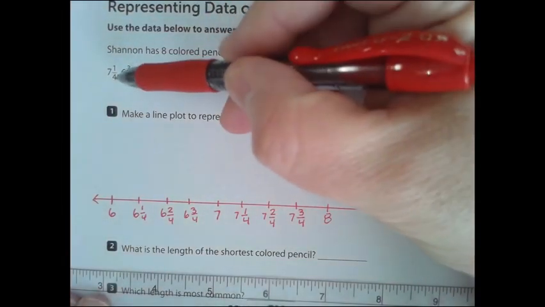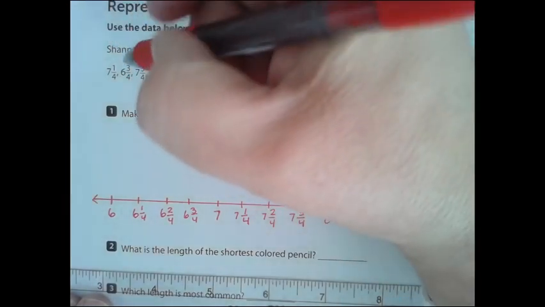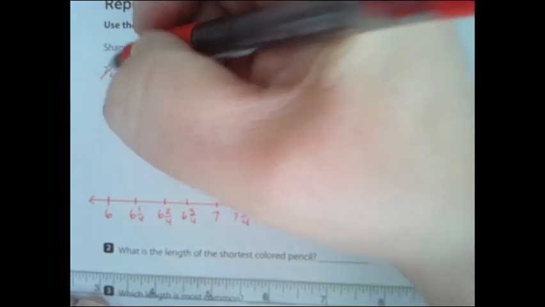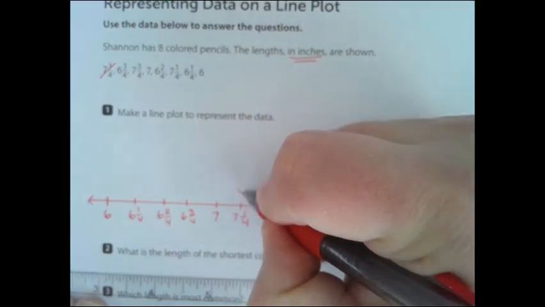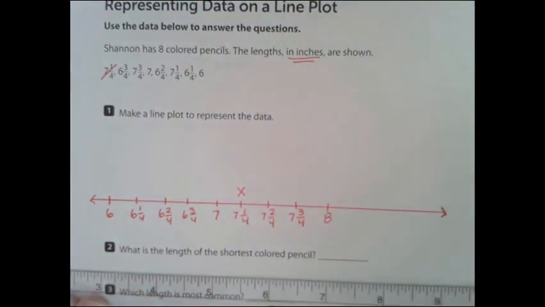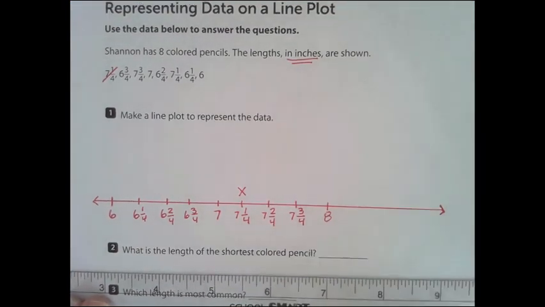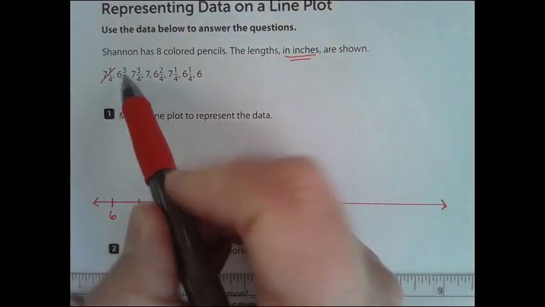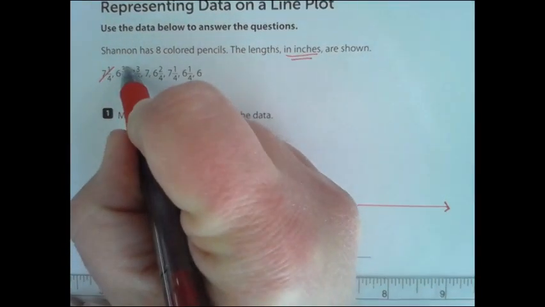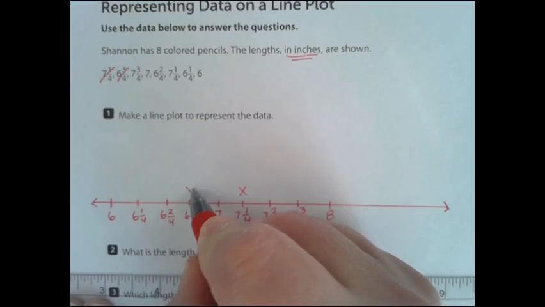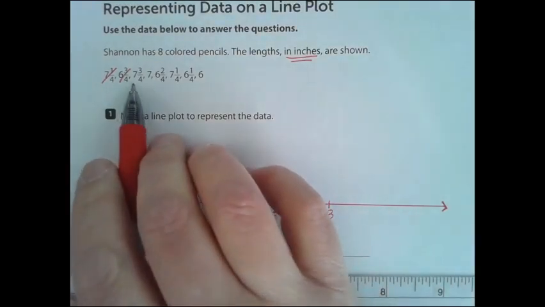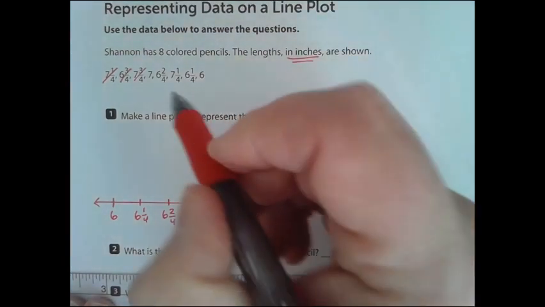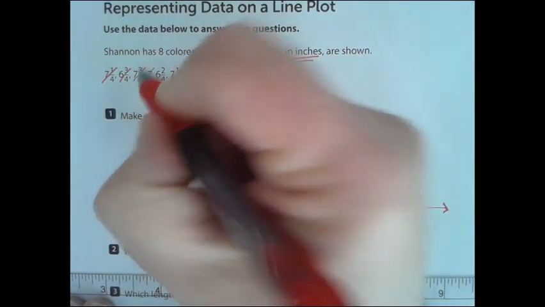So I go one piece of data at a time, and I go 7 1/4. I cross it out, and then I immediately put my X on 7 1/4. Oops, and sorry, I got blurry for a second. So again, you want to go one piece of data at a time so you don't miss anything. So my next one is 6 3/4. I'm going to put an X there. 7 3/4, cross it out. Immediately put your X.